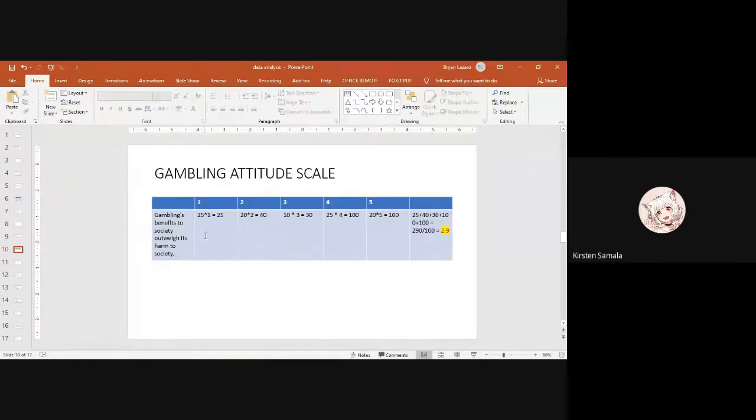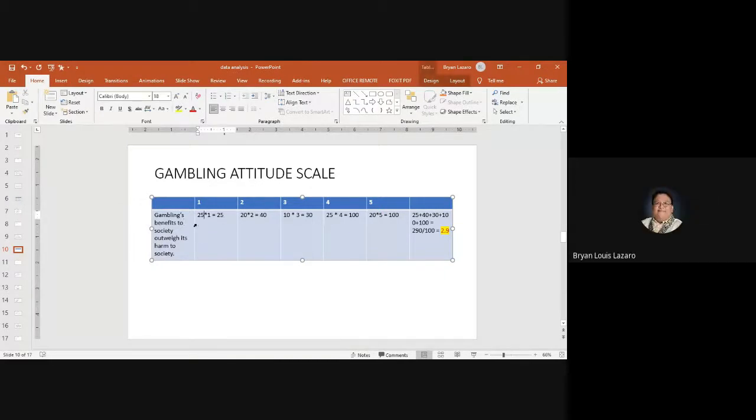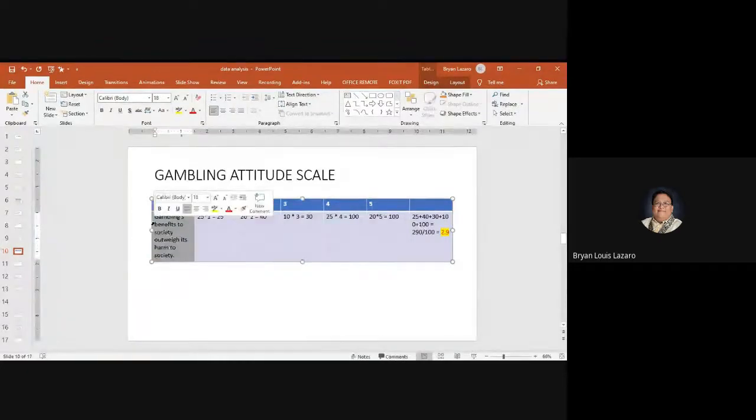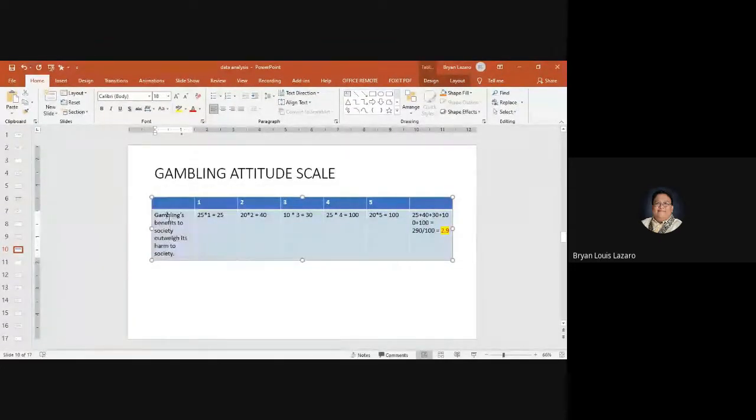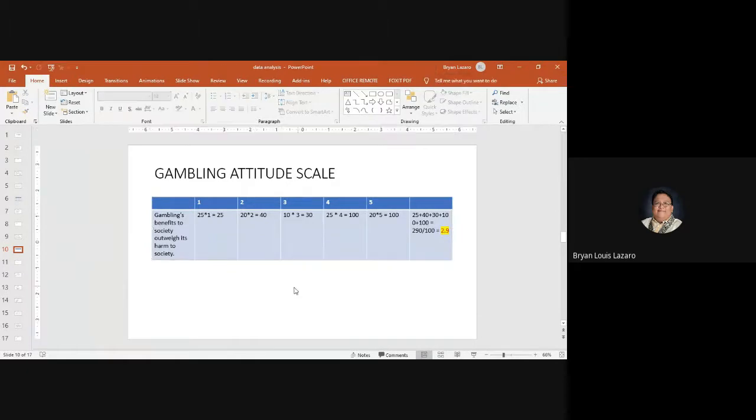Okay. So, ganyan ha. That's how you do the scaling. Tapos i-interpret mo to ngayon. Interpret mo siya na ang total rating ng students dito sa gambling attitude scale ay 2.9. Or dito sa item na to ng gambling attitude scale ay 2.9. So maglalagay ka ulit dito ng isa pang paragraph explaining this table. Okay? So let's proceed.